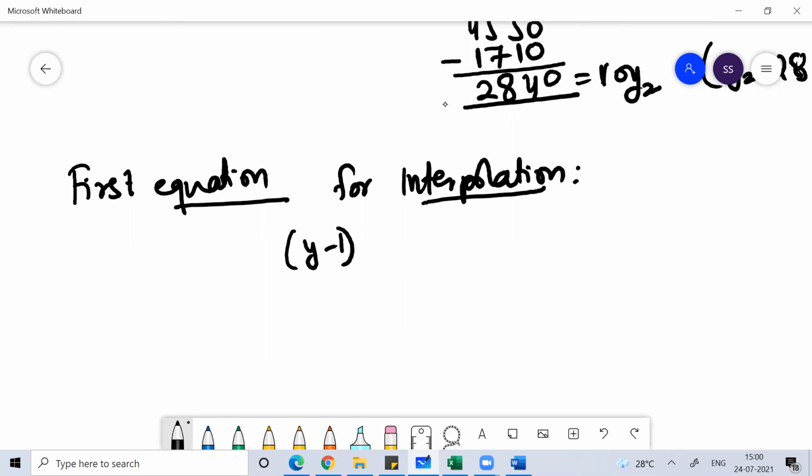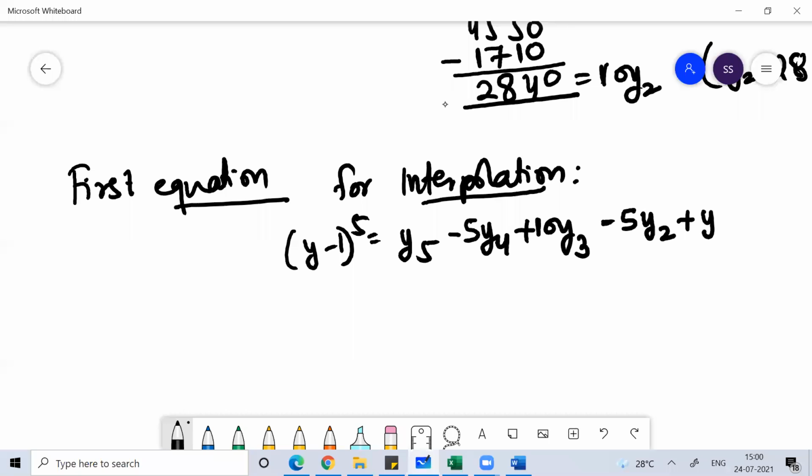was simply use (y minus 1) to the power 5. That is y5 minus 5y4 plus 10y3 minus 10y2 plus 5y1 minus y0 equal to 0. This is the equation we use for interpolation.